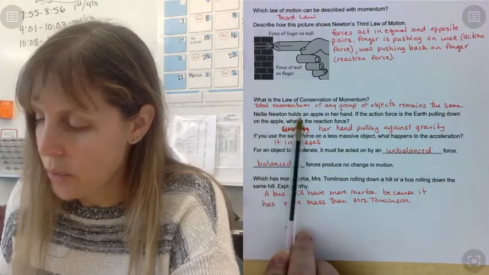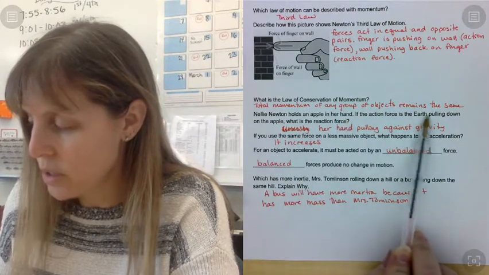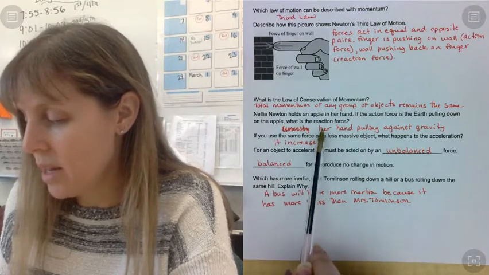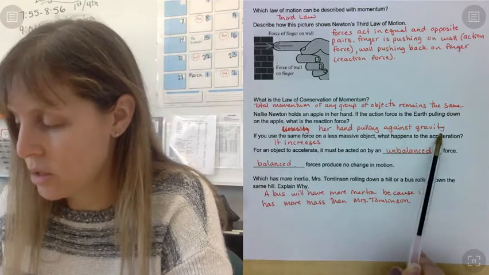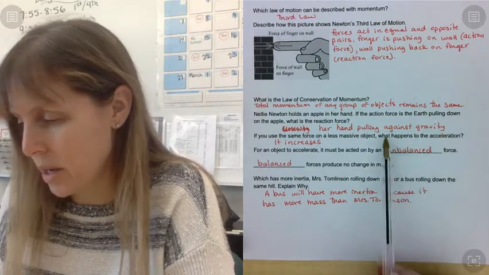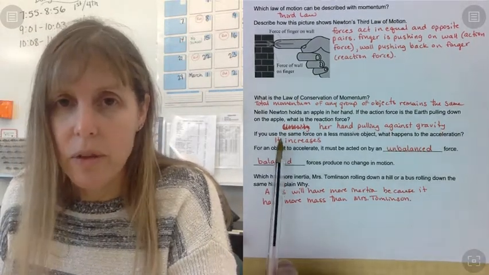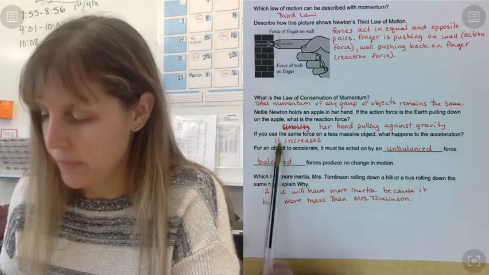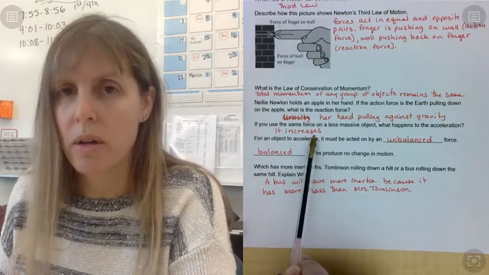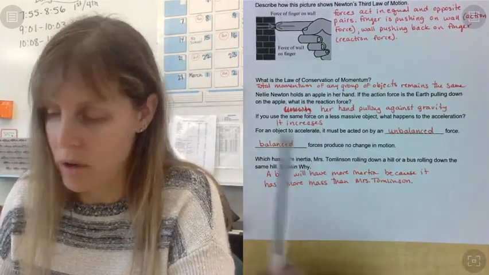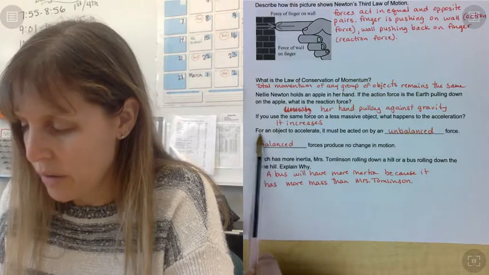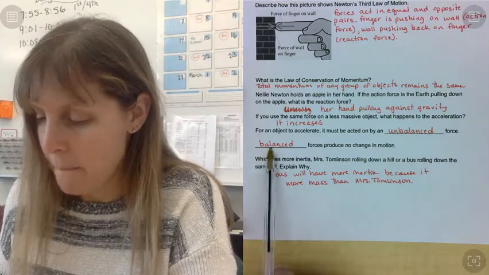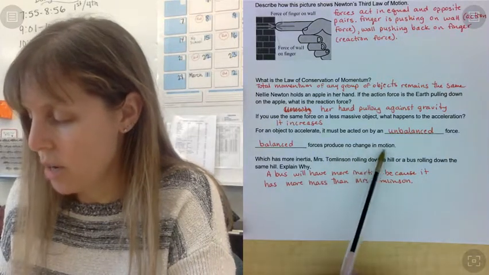Nellie Newton holds an apple in her hand. If the action force is the earth pulling down on the apple, what's the reaction force? Well, if the action force is gravity, then the reaction force is her hand pulling upward against gravity. If you use the same force on a less massive object, what happens to the acceleration? It increases, right? So if the mass is less, and you are using the same amount of force, it can go faster. For an object to accelerate, it must be acted on by an unbalanced force. Balanced forces produce no change in motion.